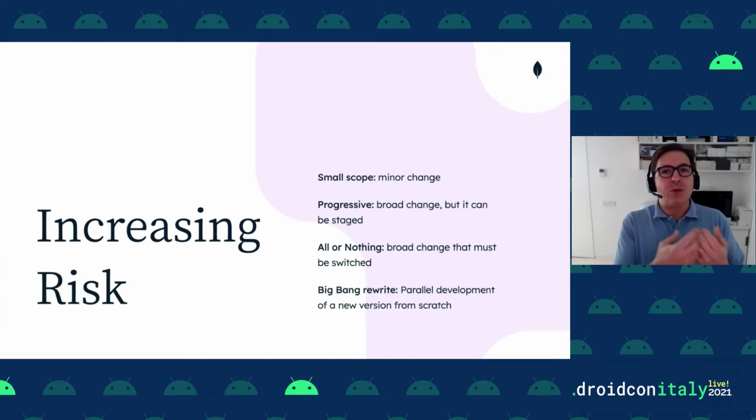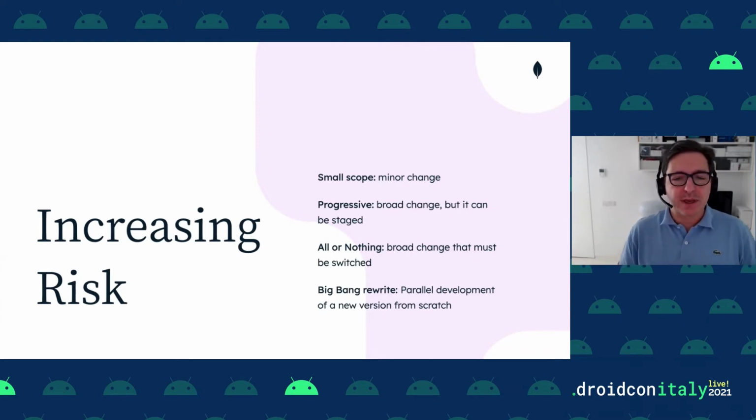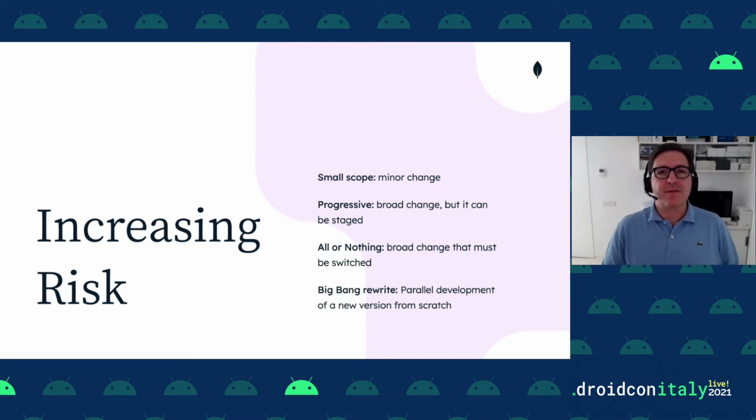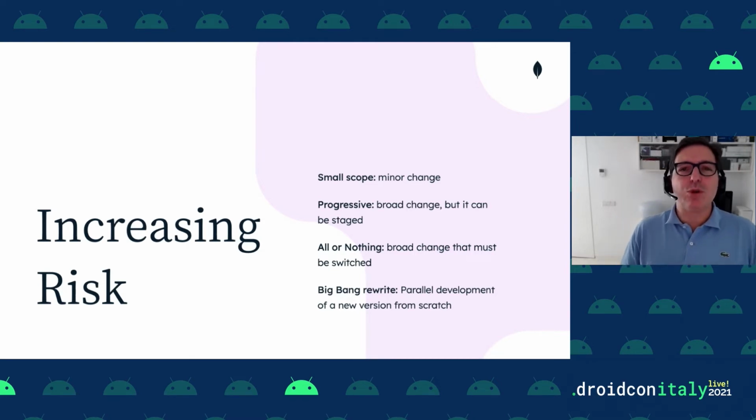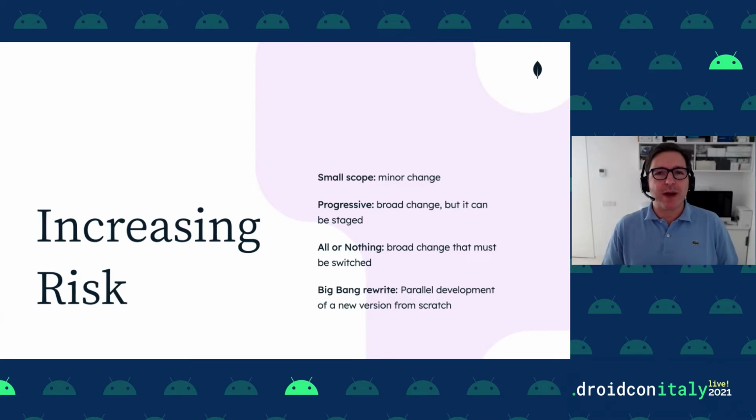So when you do that, it will be an all or nothing change. You will have to either go with the previous implementation of the backend or with the new backend, and you will have to switch from one to the other. And after that switch, every user will be using the new backend. That is far more risky. And the biggest risk, from my perception, is when you try to do a big bang rewrite.